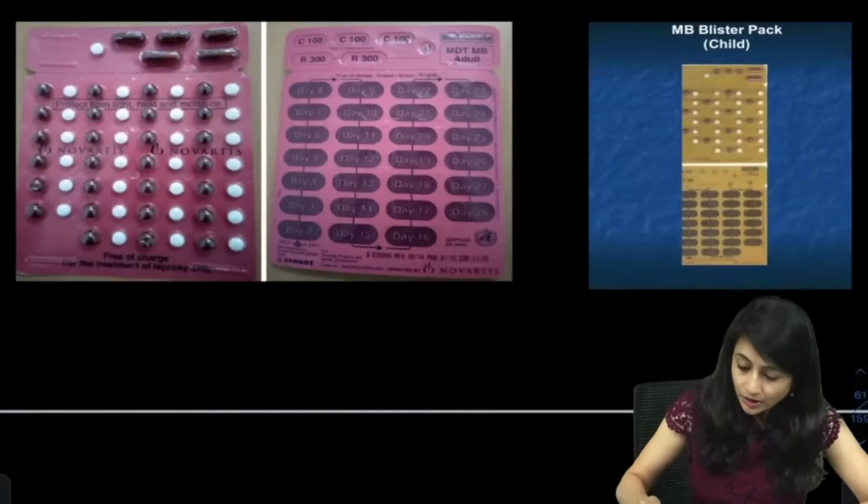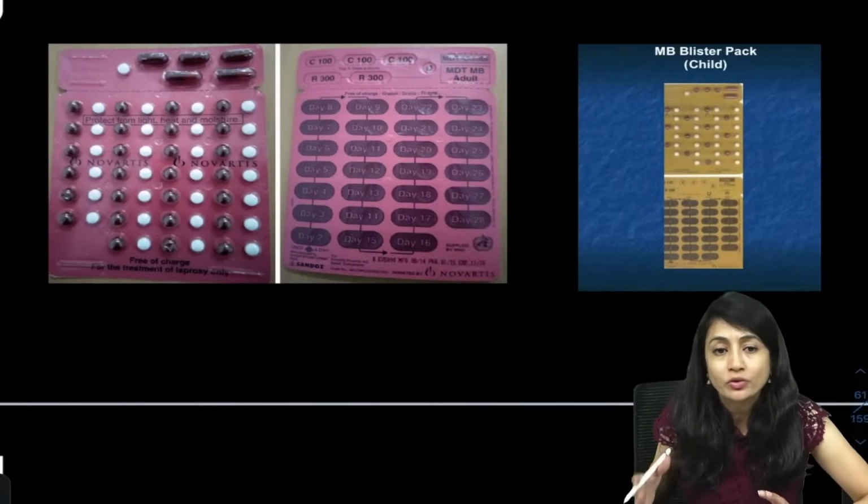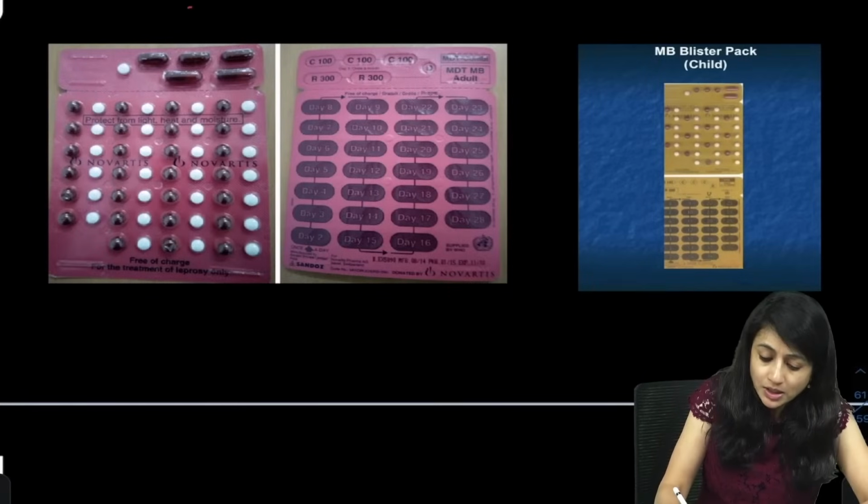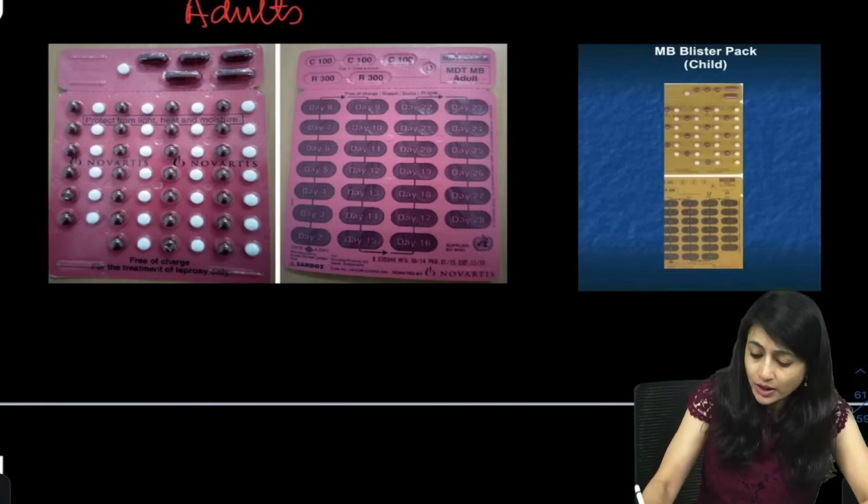Right. So next in leprosy, you should know about these blister packs. You should be able to identify. Now we use only 2 blister pack. This is for adults and this is for kids.